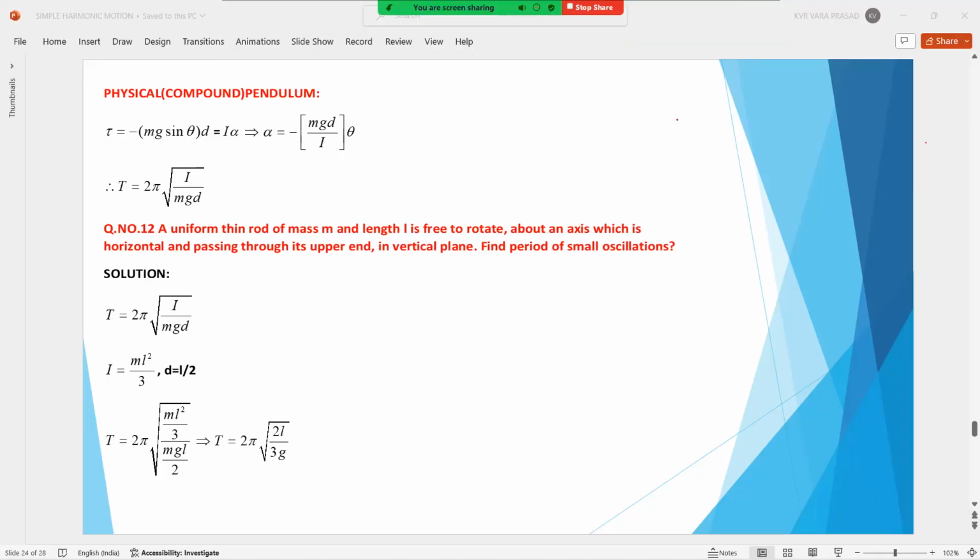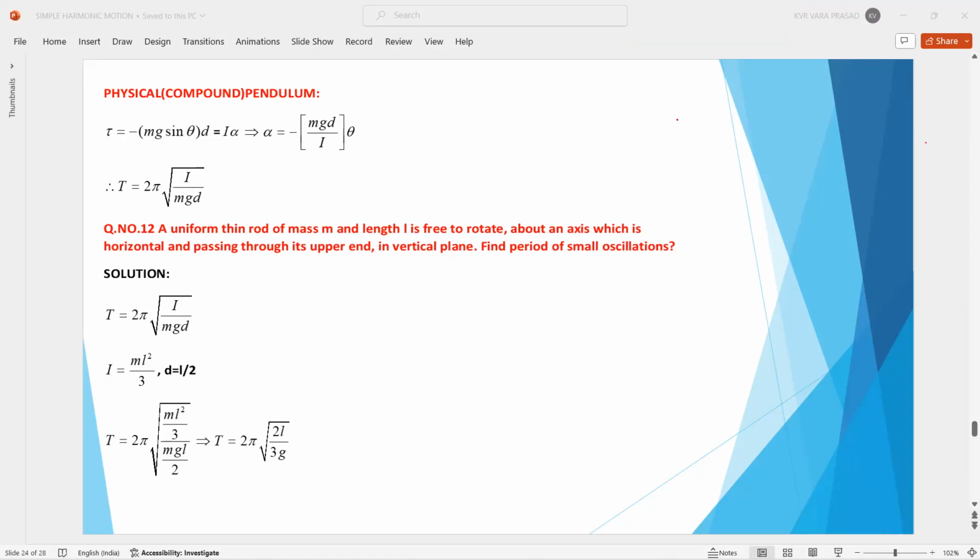Hi students. In the last lecture, we discussed the simple pendulum. Now in this lecture, we are going to discuss the compound pendulum. Let us see what a compound pendulum is. It is any rigid body which is free to rotate. I am repeating, any rigid body which is free to rotate is called a compound pendulum.